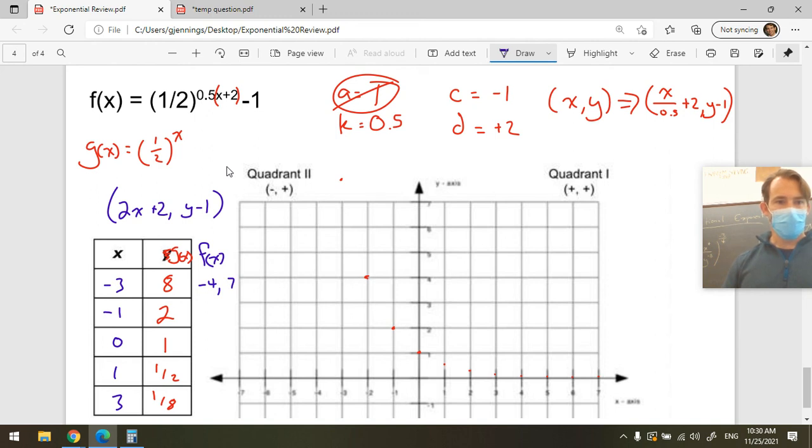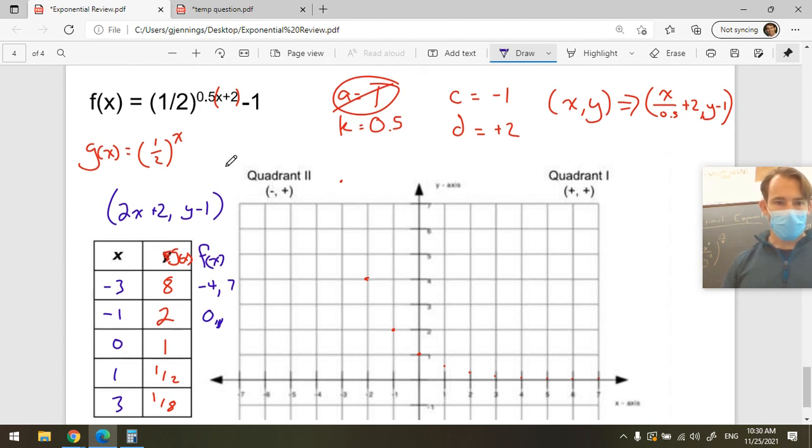This is negative 2 plus 2 is 0. Oh, weird. And 1. This is 0, 1. So this is 2.